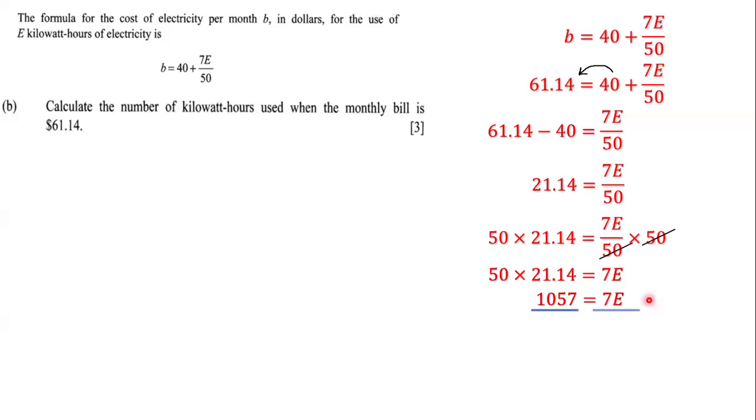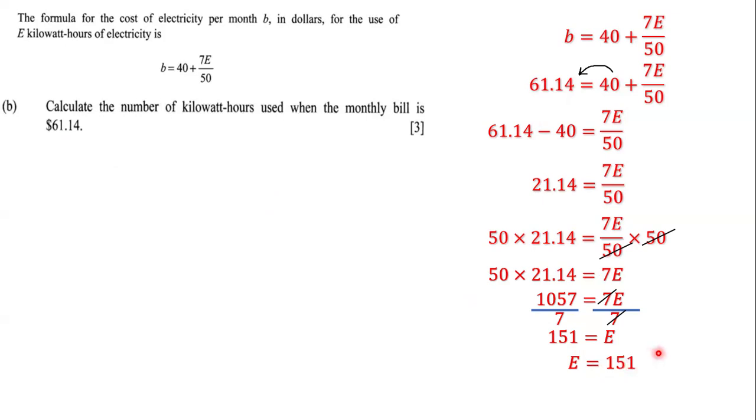We divide both sides of this equation by 7. And so this cancels with that. So we have that E is equal to 151. Now, how do we get that? Well, we know that 1,057 divided by 7 gives us 151. And these two sevens cancel out. So we are just left with E. And so we have E is equal to 151. And so that means that the number of kilowatt hours used when the monthly bill is $61.14 is 151 kilowatt hours.